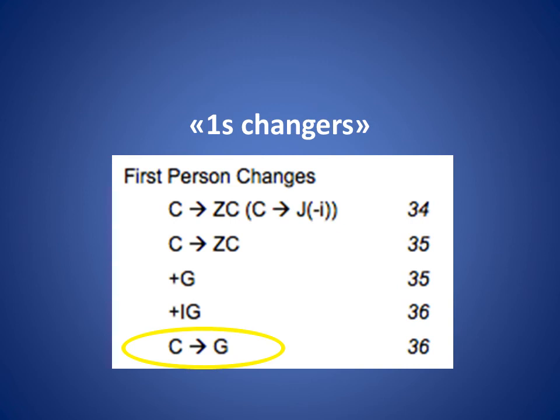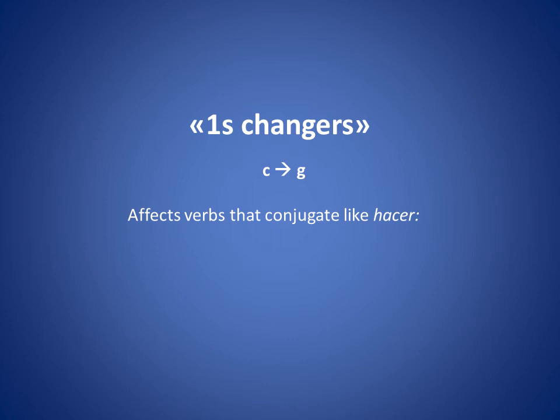All right, we have one more irregularity to talk about today, and that's the C that changes to a G. It's another first-person singular change in the simple present indicative. It's going to follow the same pattern. So it's not anything too earth-shattering, and it affects some very common verbs. Most of these verbs are probably verbs that are familiar to you.